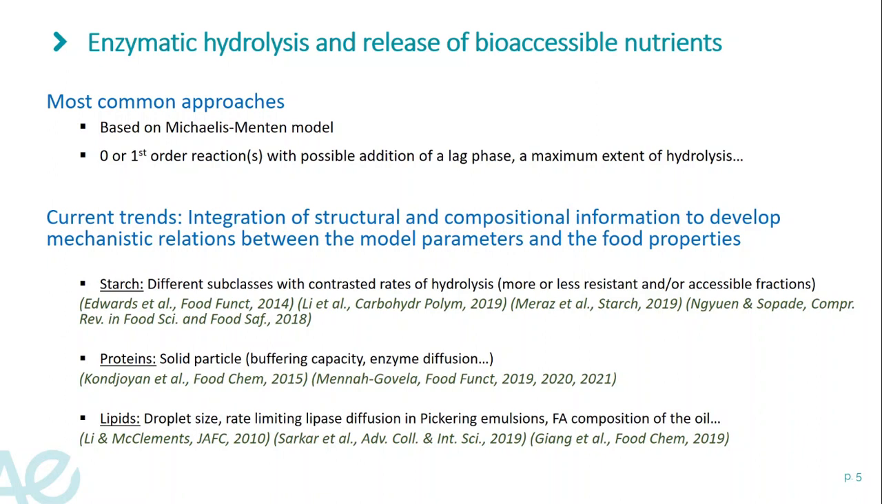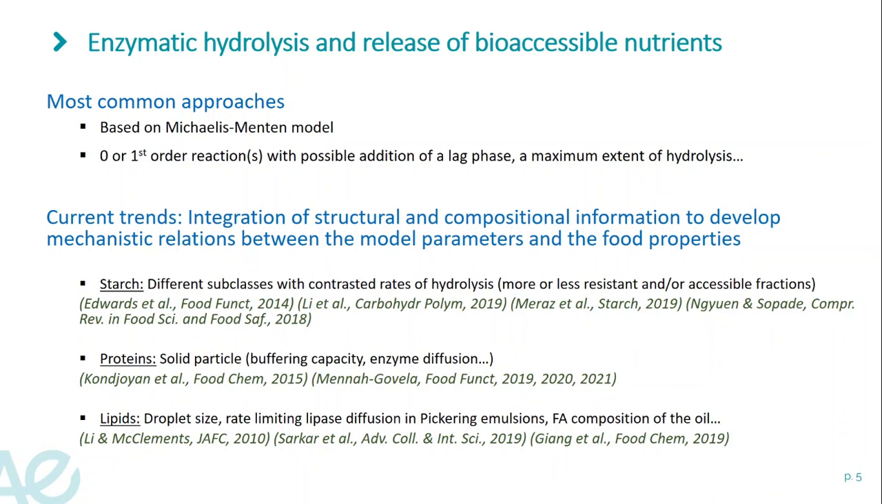So there are examples for all kinds of macronutrients. For starch, for instance, models are trying to differentiate subclasses of starch with contrasted rates of hydrolysis to represent more or less resistant or more or less accessible fractions. For proteins, there has been lots of work on solubilized proteins, but probably now the effort concentrates on solid particles, how to consider their buffering capacity, how to simulate the diffusion of enzyme inside those particles, etc.